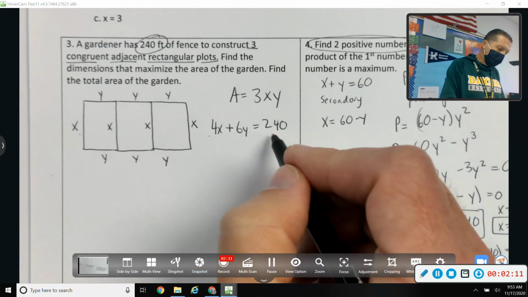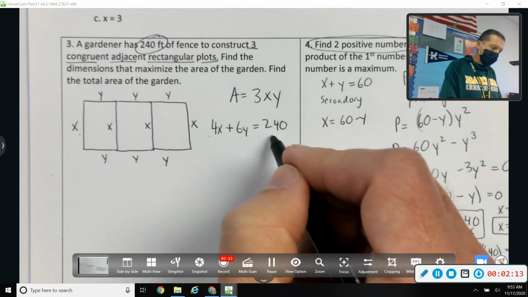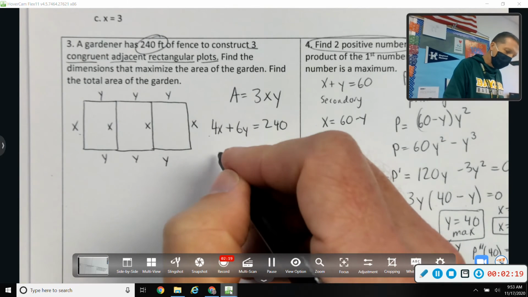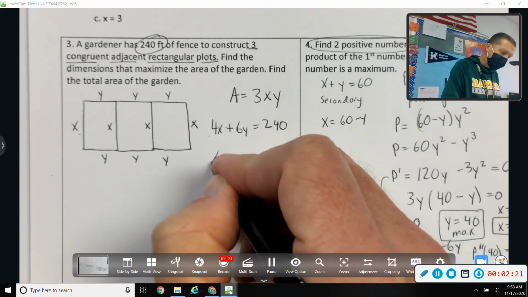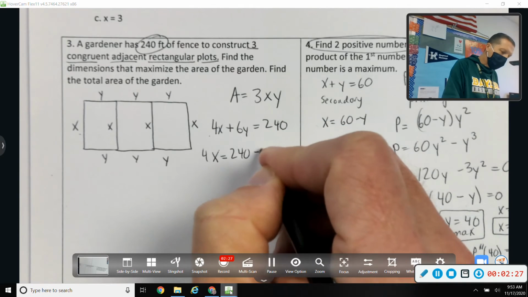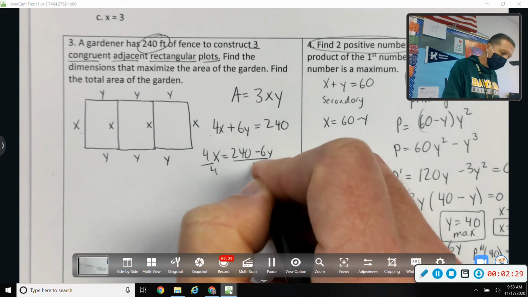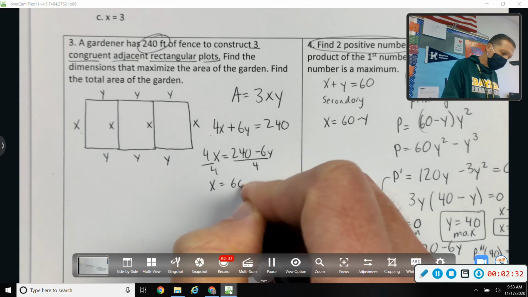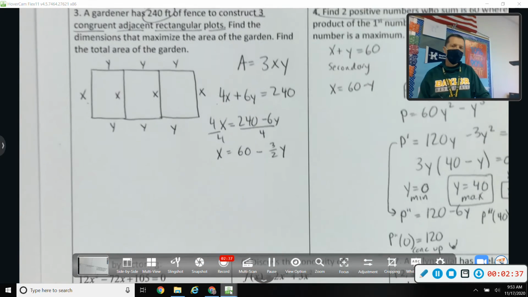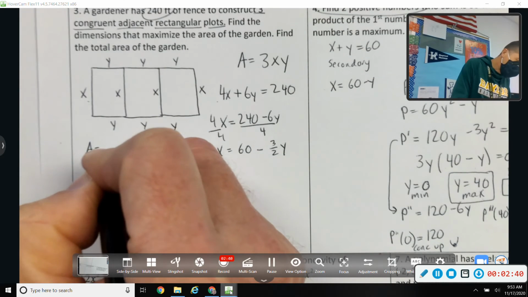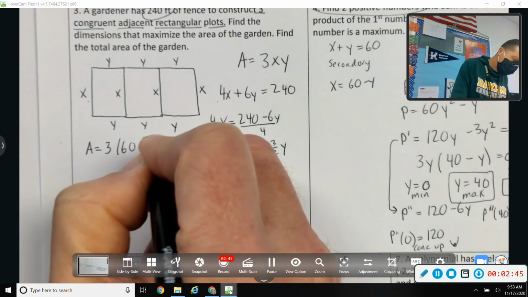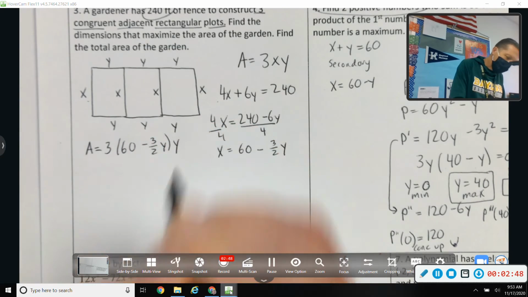Solving for x or y, they both look about the same. I don't know that it matters. I'll solve for x. So that's 240 minus 6y, and then we'll divide everybody by 4. So x equals 60 minus 3/2 y. So area is 3 times 60 minus 3/2 y times y.